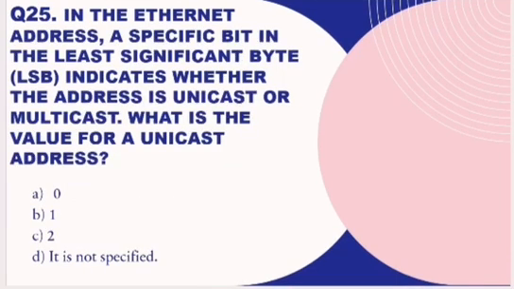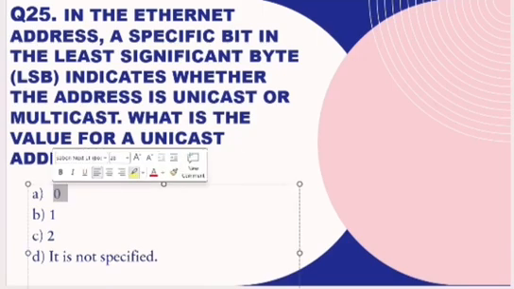Moving on to the 25th question. In the Ethernet address, a specific bit, the least significant bit, indicates whether the address is unicast or multicast. What is the value for a unicast address? Option A, 0. Option B, 1. Option C, 2. Option D, it is not specified. So the correct answer for this question is option number A, which is 0.